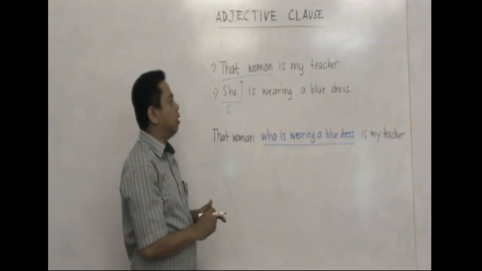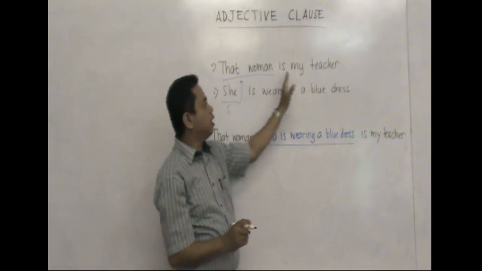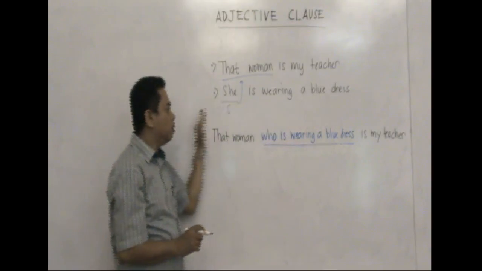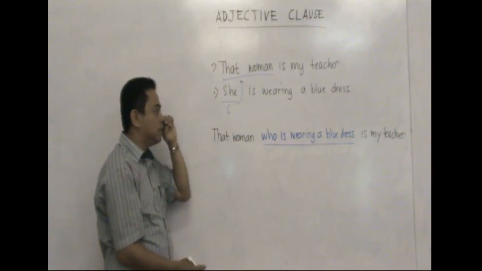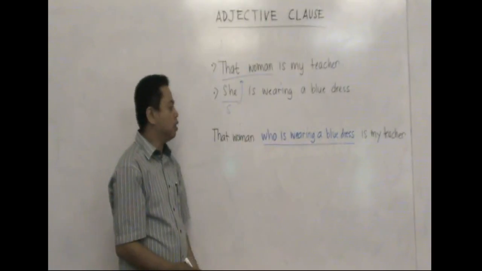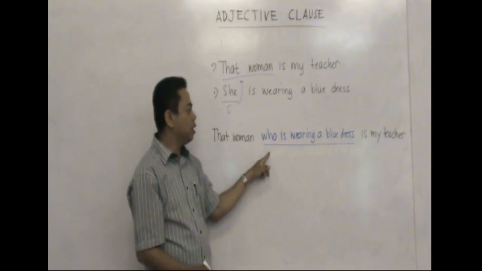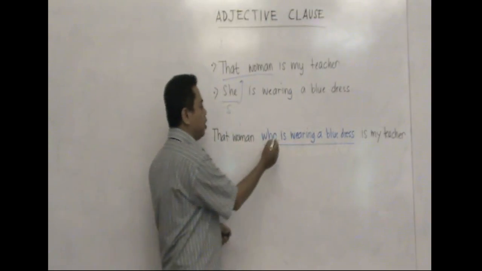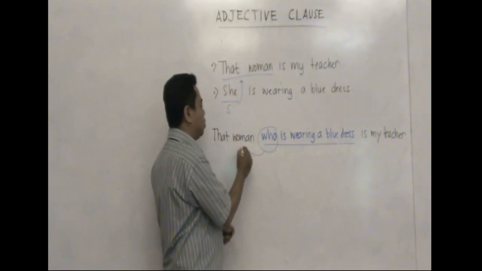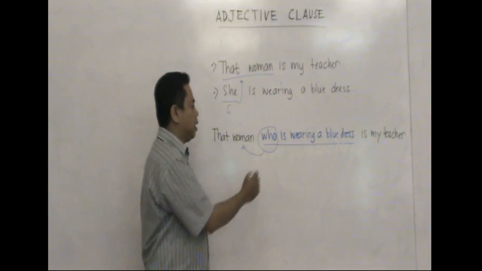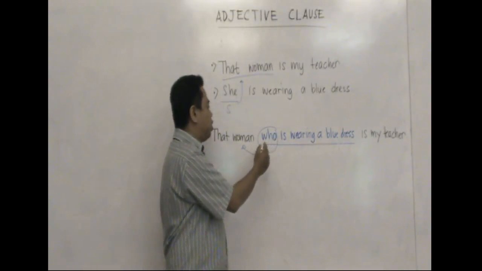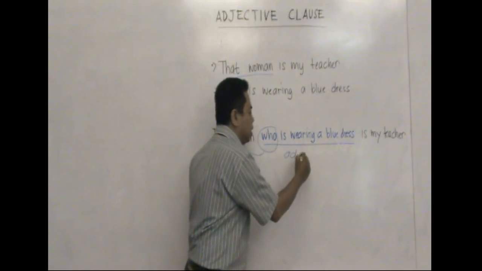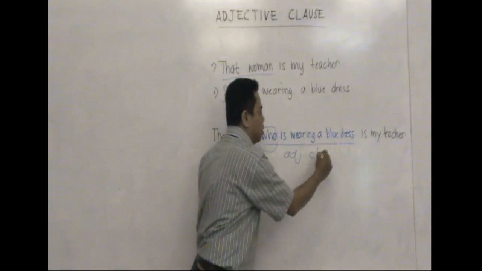Okay. Now, if we want to have that woman is my teacher to be the main clause, we can combine those 2 sentences into an adjective clause, and it becomes that woman who is wearing a blue dress is my teacher. So who here refers to the woman. And in this clause, who substitutes woman as the subject. So here is the adjective clause.